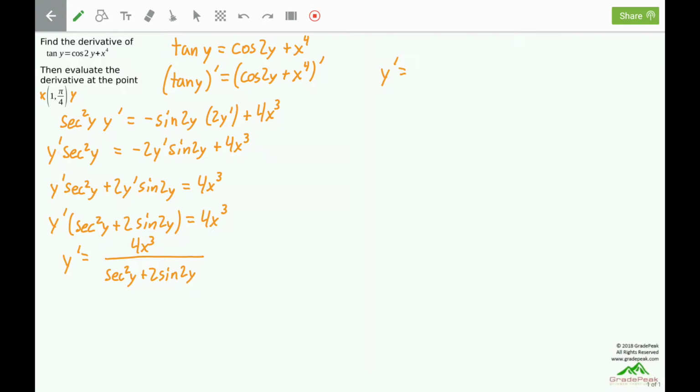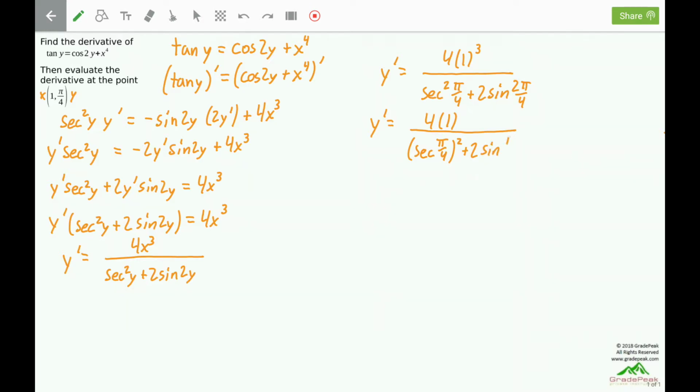So y prime will equal 4 times 1 cubed divided by secant squared of pi over 4 plus 2 sine of 2 pi over 4. So y prime equals 4 times 1 cubed is a 1, divided by secant squared of pi over 4, which means to evaluate secant of pi over 4 and then square the result, plus 2 times the sine of 2 pi over 4, which can reduce to pi over 2 by canceling a 2 from the top and bottom.